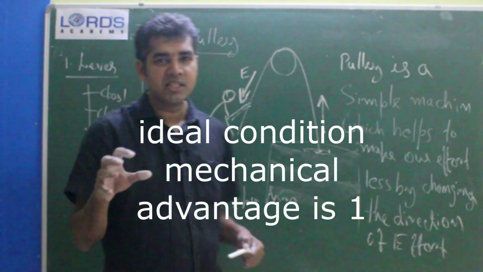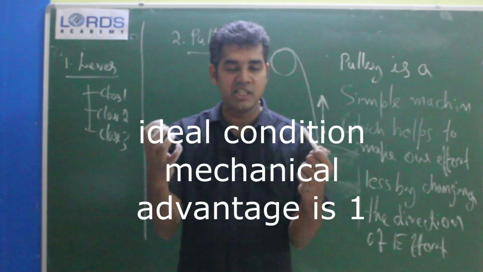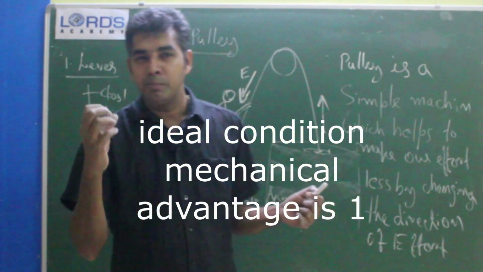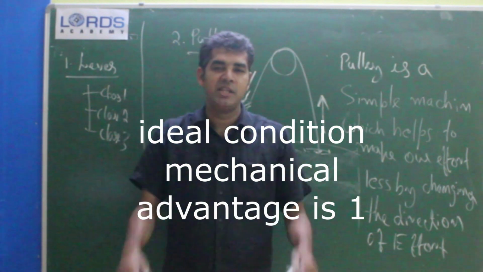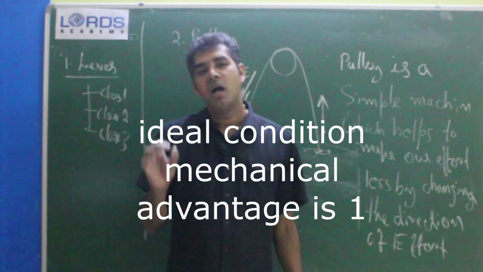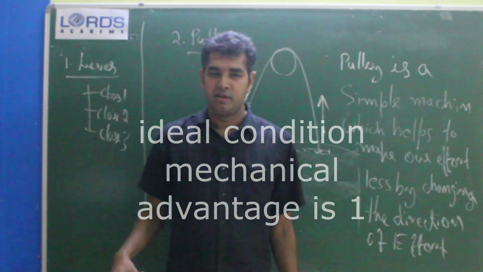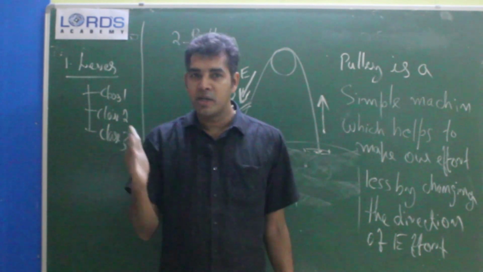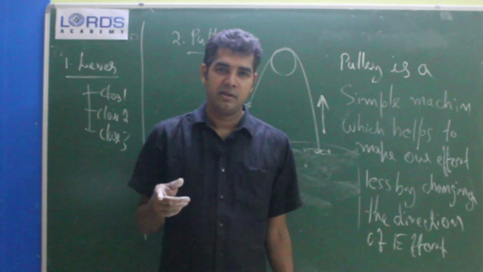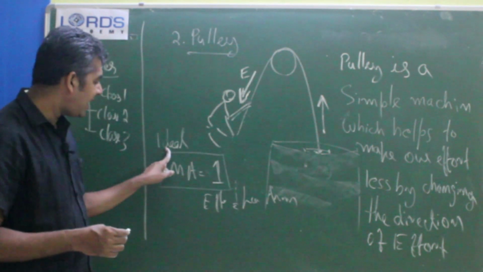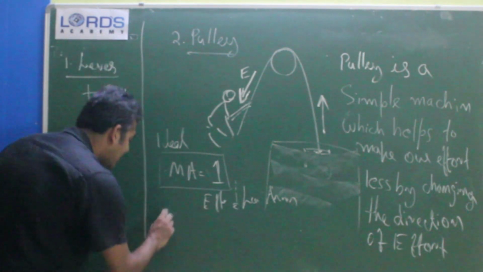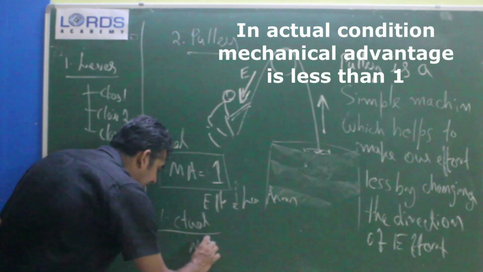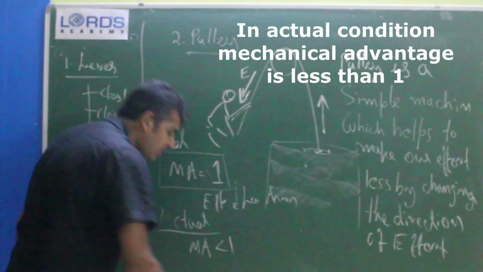What do you mean by ideal cases? That's the reality, and in perfection, that's ideal. The word ideal means perfect. In perfection, or in ideal conditions, in perfect conditions, mechanical advantage of a pulley is 1. But we cannot see that in the actual situation. In the actual situation, it may vary. Varied means it may be lesser than 1. So in the ideal situation, mechanical advantage of a pulley is 1. But in the actual situation, mechanical advantage of pulley is less than 1.